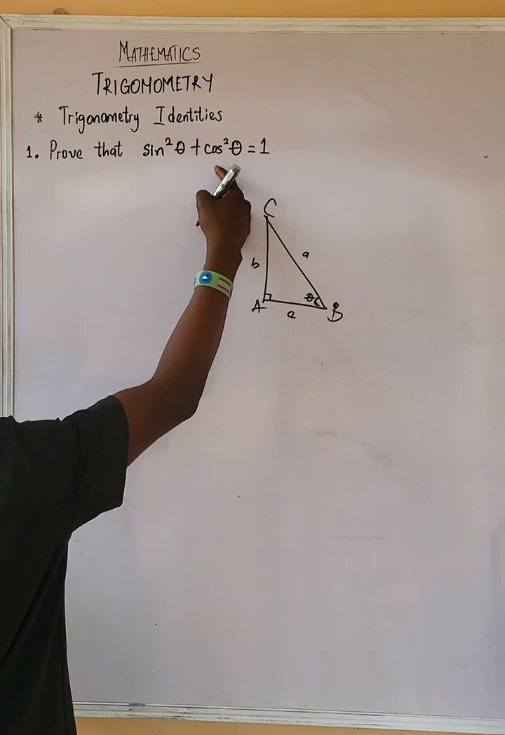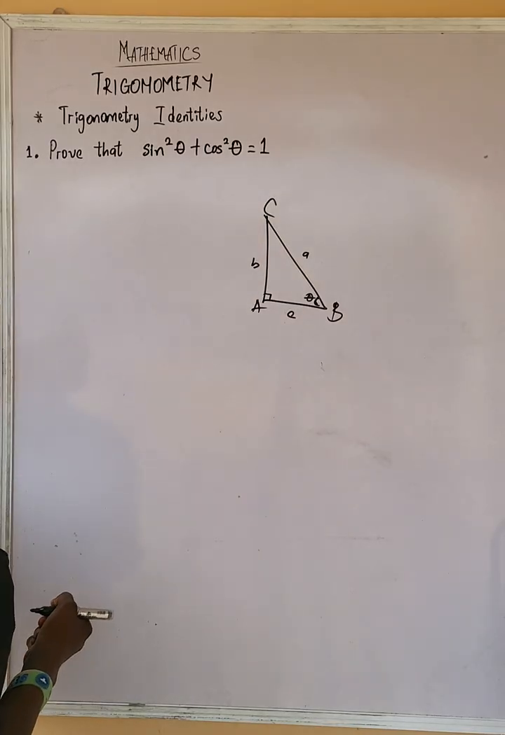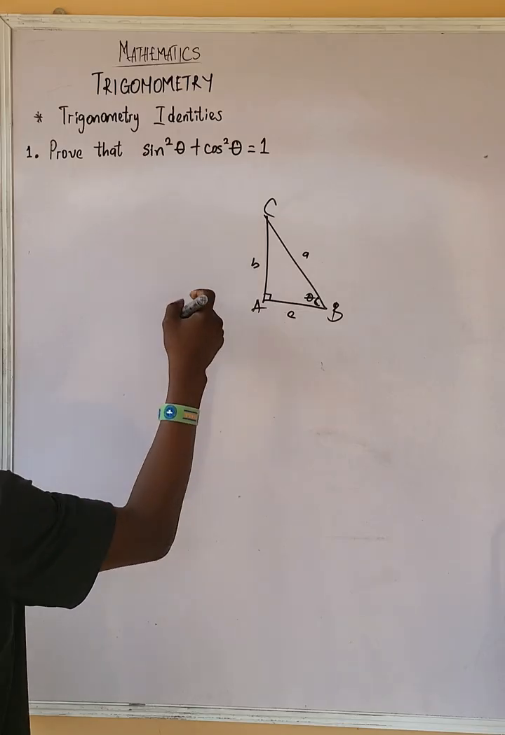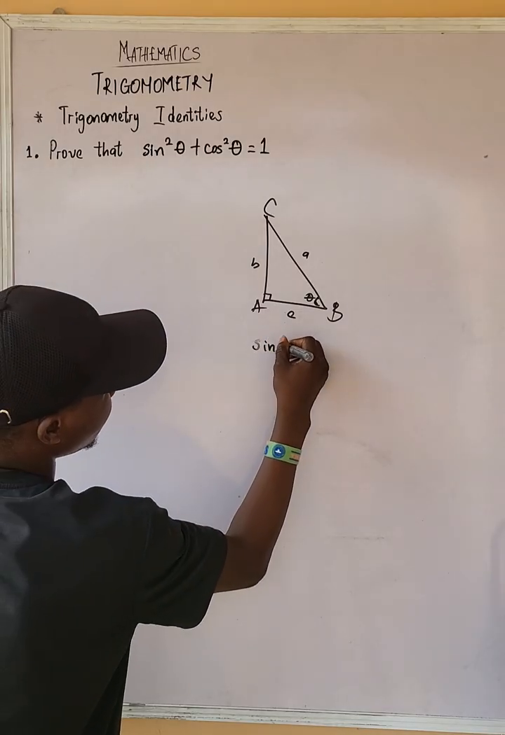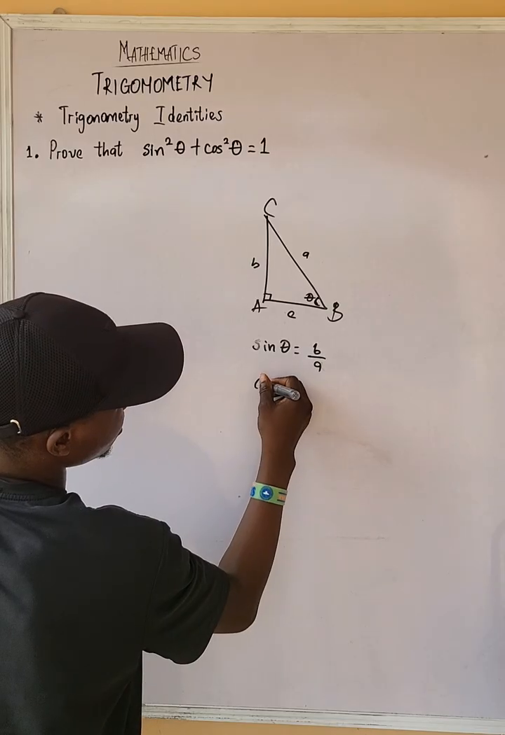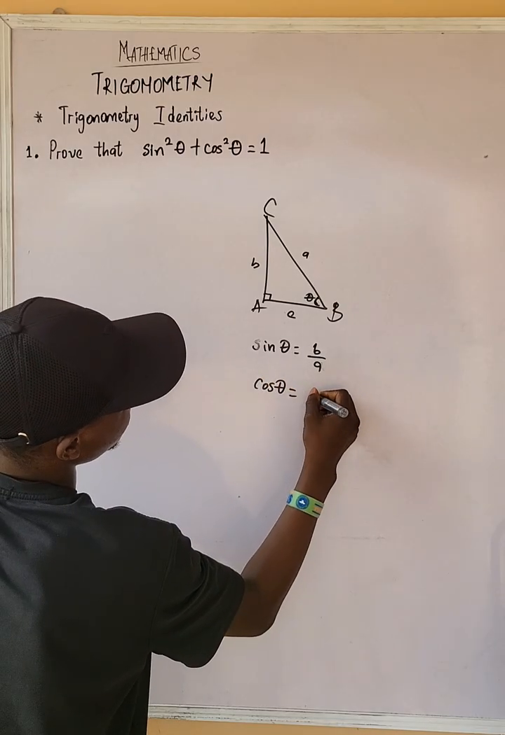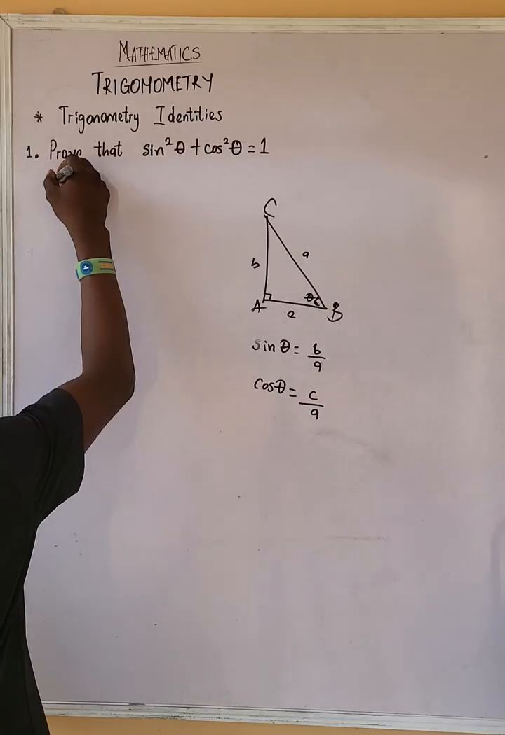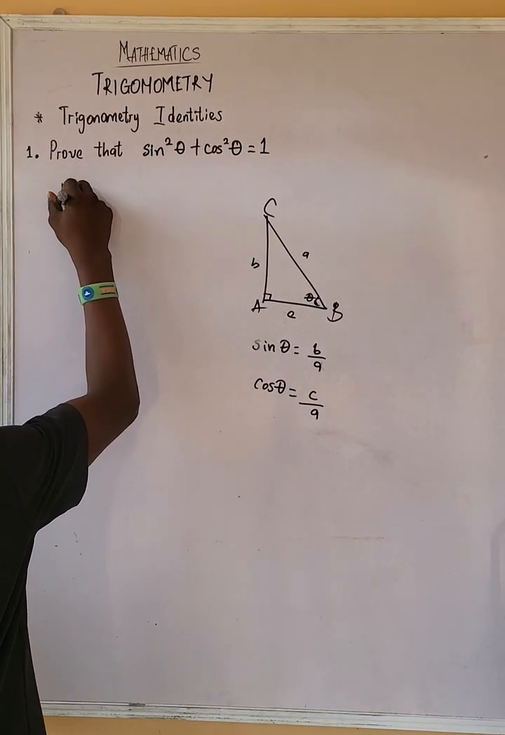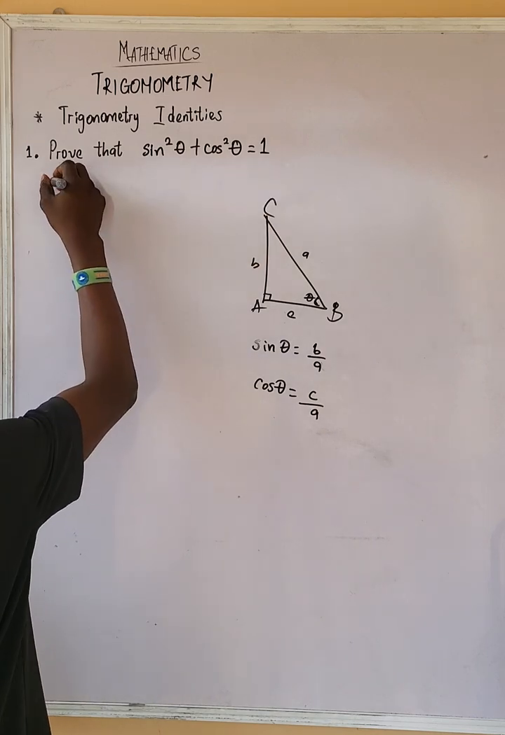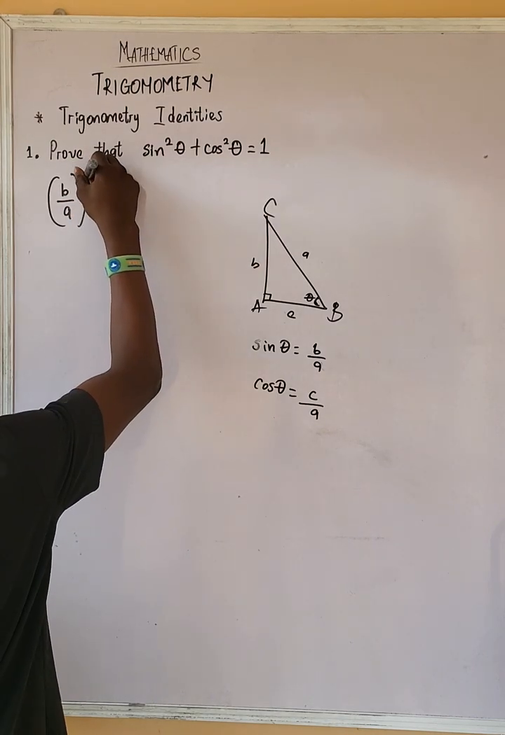Now we want to prove that sine squared theta plus cos squared theta equals 1, right? So what is our sine theta? Don't forget that sine theta is B over a. And cos theta is what? C over a, right? So sine theta is B over a. But they said square, sine squared theta, so that's B over a, squared.